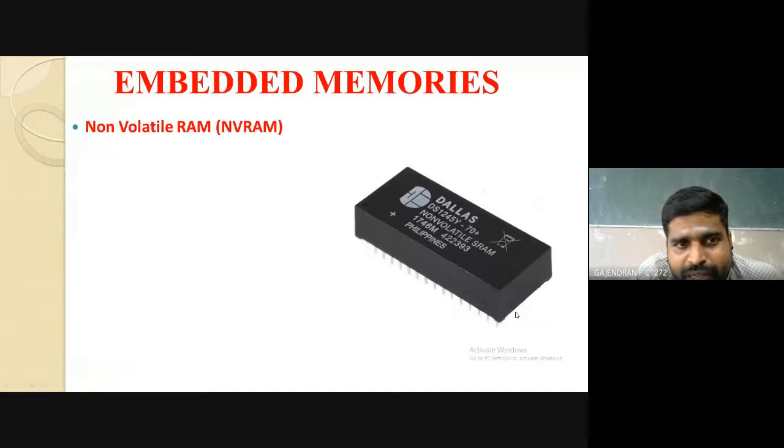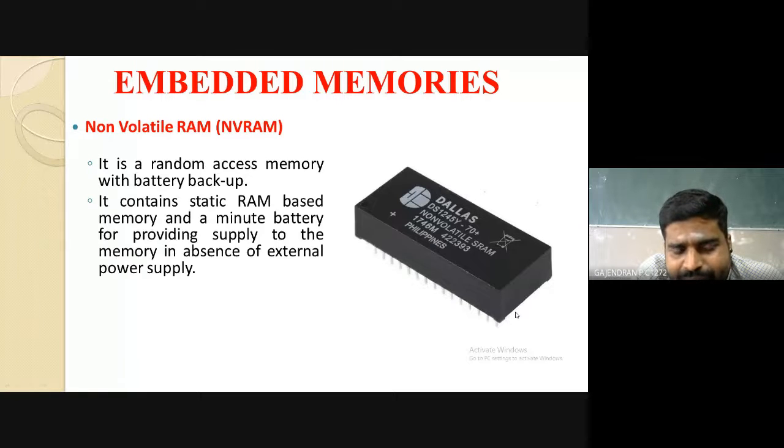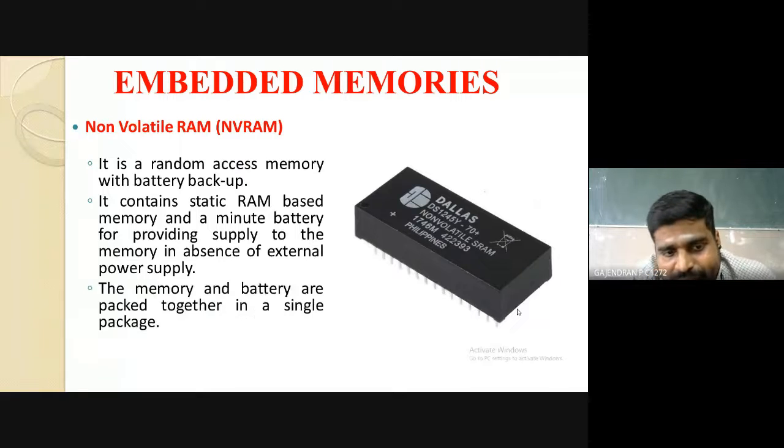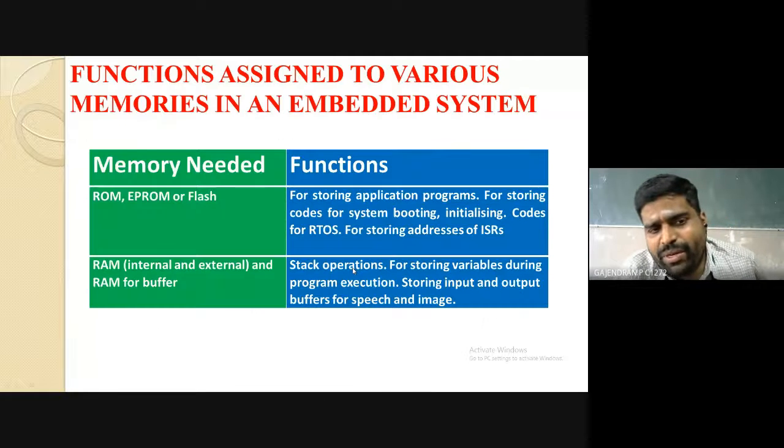Okay. And the last one is the non-volatile RAM. So how are we going to get the non-volatile RAM? Very simple. Here we are going to have one battery inside the package. So the battery will take care of the volatile and non-volatile process. Okay, when power is off, it will retain the memory for some time. Okay, so this is the idea behind your memories.